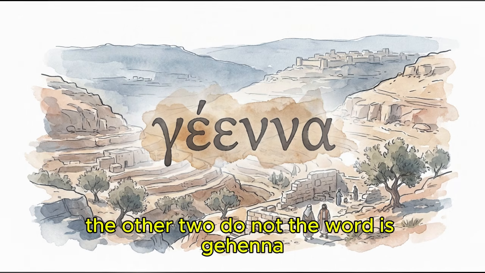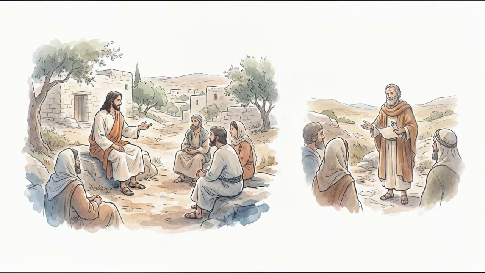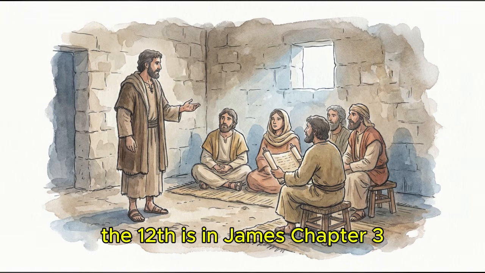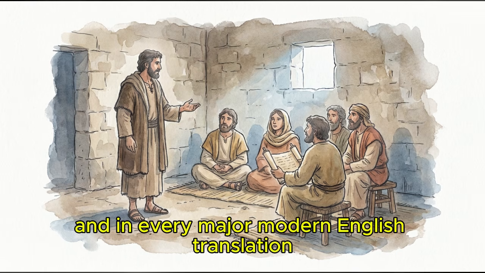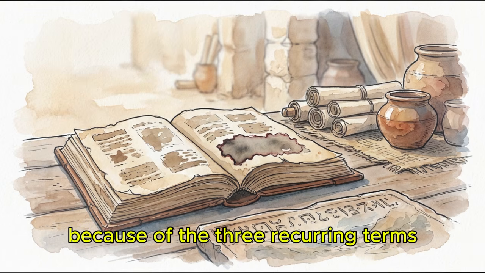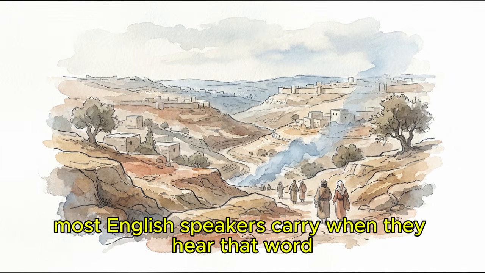The word is Gehenna. It appears 12 times in the New Testament. 11 of those occurrences come from Jesus himself. The 12th is in James chapter 3. And in every major modern English translation, Gehenna is translated as hell. Of the three recurring terms, this one comes closest to the image most English speakers carry when they hear that word.